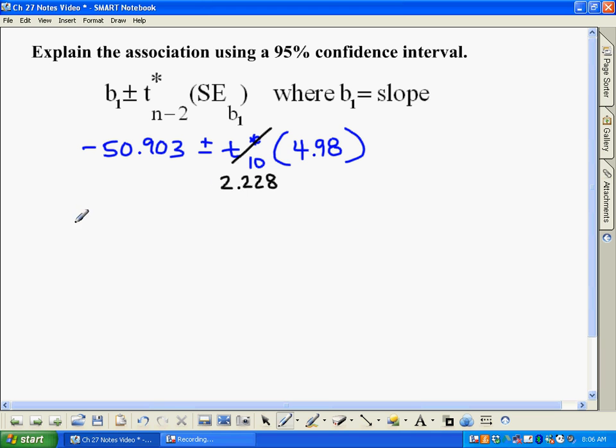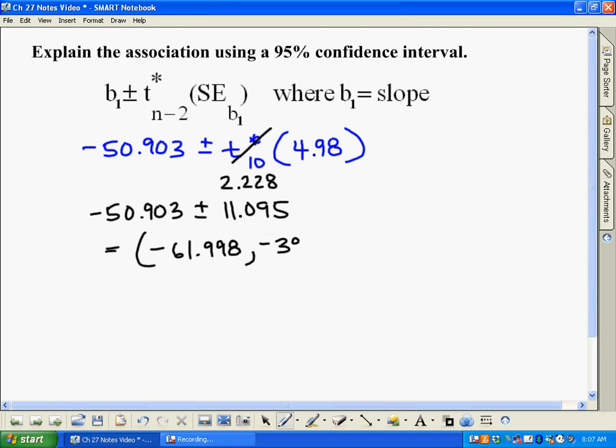You can multiply these together, so you get negative 50.903 plus or minus 11.095. When you do the math, you should wind up with an interval from negative 61.998 on the low end to negative 39.808 on the high end. Then all we need to do is write it into words.